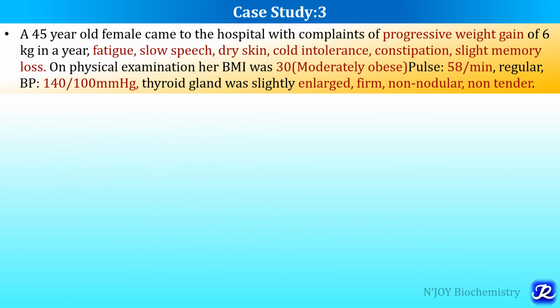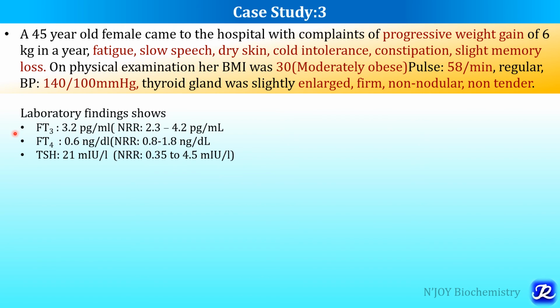Now let's see case study number 3, where a 45-year-old female came to the hospital with complaints of progressive weight gain of 6 kg in a year, fatigue, slow speech, dry skin, cold intolerance, constipation, slight memory loss. On physical examination, her BMI was 30, she was moderately obese, pulse 58 per minute, regular, blood pressure was 140 by 100 millimeters of mercury, thyroid gland was slightly enlarged, firm, non-nodular and non-tender.